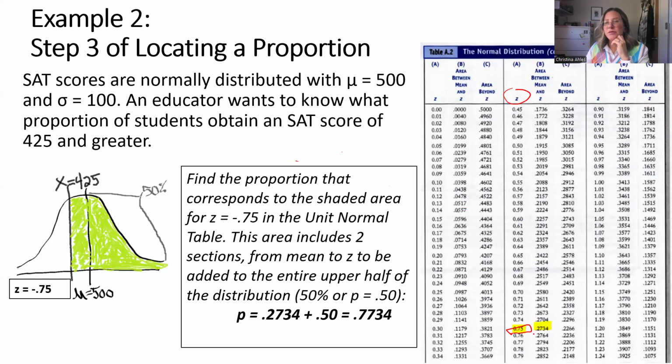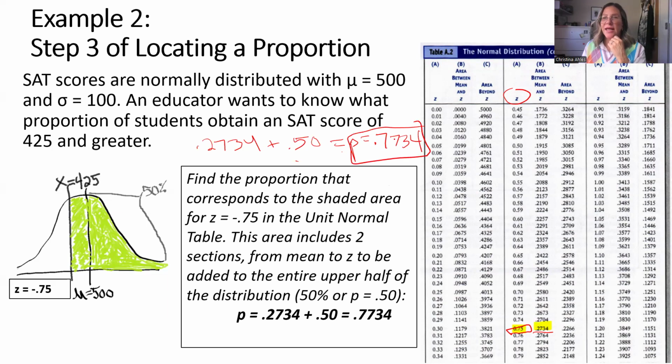So that proportion is 0.2734. So what we want to do is add 0.2734 plus the 0.50 that we already had from the other half, because that's not shown in here. You just should know that if it's an entire half, you're talking about 50% or a proportion of 0.50. Add those together. So we end up with P equals 0.7734. That should be our final answer.